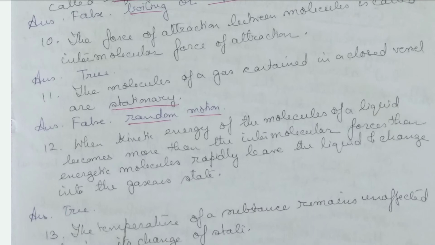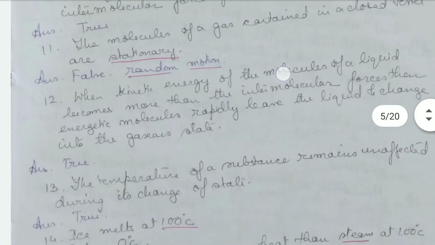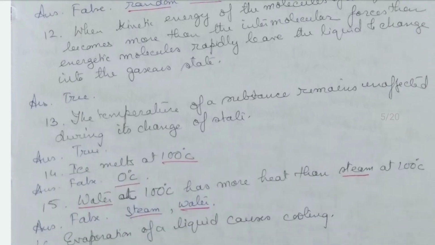When kinetic energy of molecules of a liquid becomes more than the intermolecular forces, then the energetic molecules rapidly leave the liquid and change into gaseous state. That's true. The temperature of a substance remains unaffected during its change of state. That is true. Ice melts at 100 degrees centigrade. False. It melts at 0 degrees centigrade.